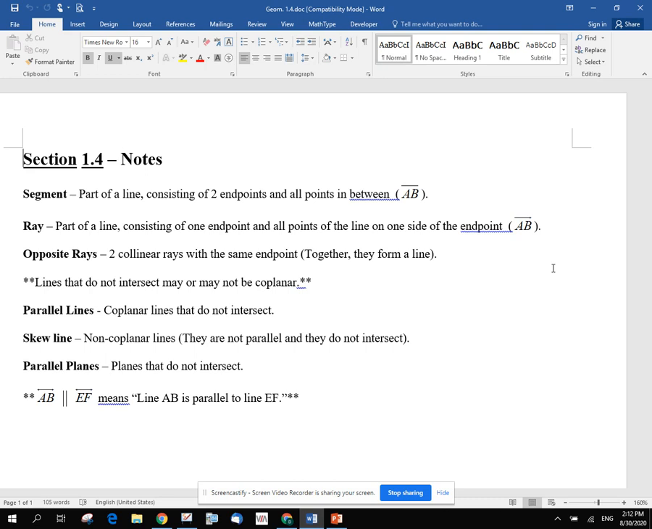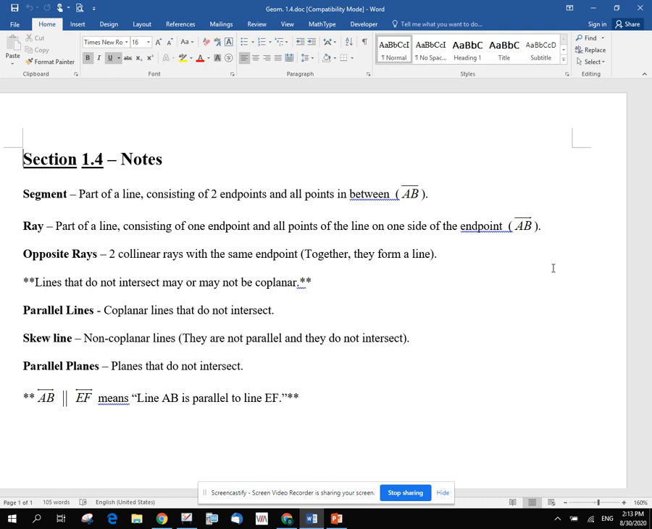Lines that do not intersect may or may not be coplanar. Now, that might be news to you, because coming out of the class that you were probably in last year, either algebra or pre-algebra, when you graphed parallel lines, they were in the same plane. You graph two parallel lines, they're in the plane that was known as the coordinate plane. But you got to think about this in terms of three-dimensional space. And sometimes they are coplanar, but they do not have to be.